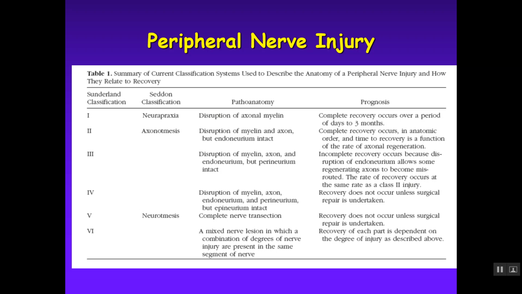And then number 4, classification still axonotmesis, disruption of myelin, axon, endoneurium, and perineurium. So now you've got endoneurium and perineurium disrupted, but the nerve itself, the nerve trunk, that epineurium is still intact. This is where you've got a problem. Once you disrupt that perineurium, now there's a pretty good chance you're not going to get recovery unless surgical repair is undertaken.